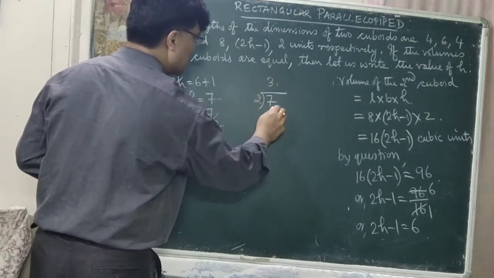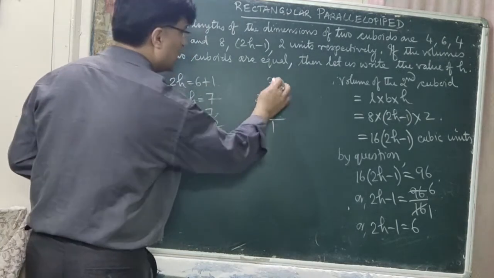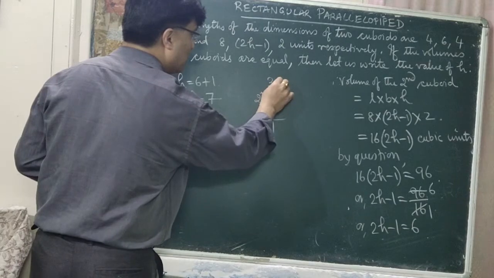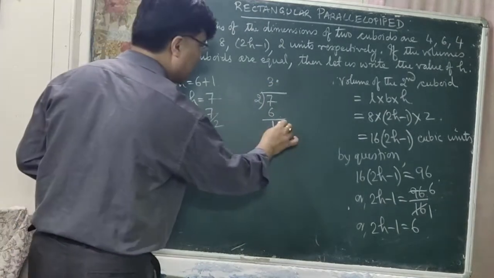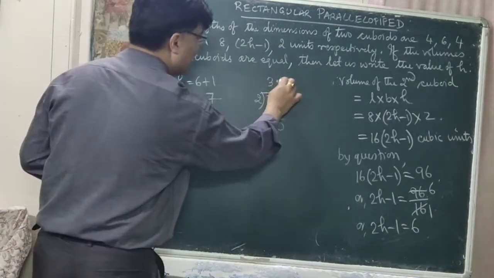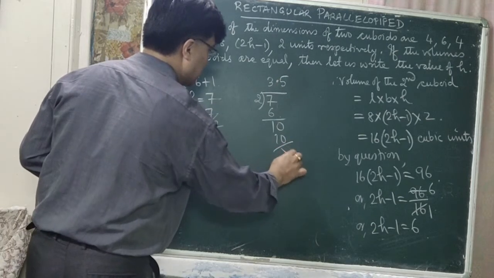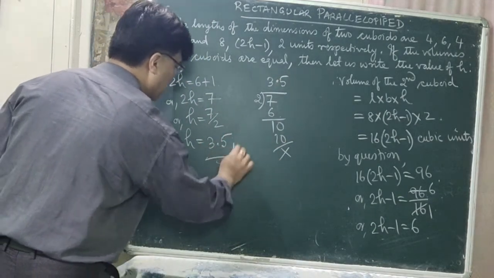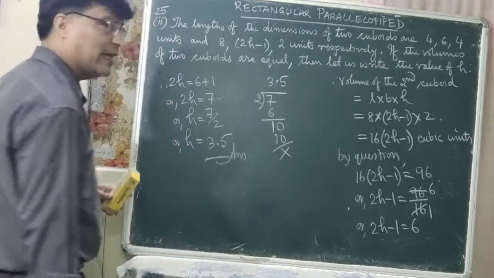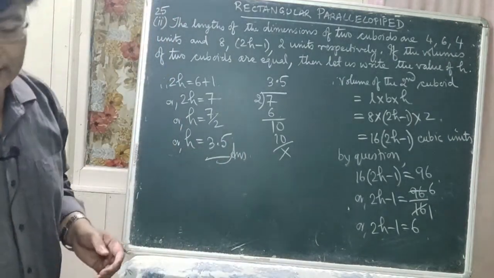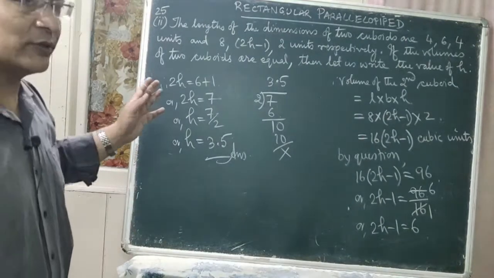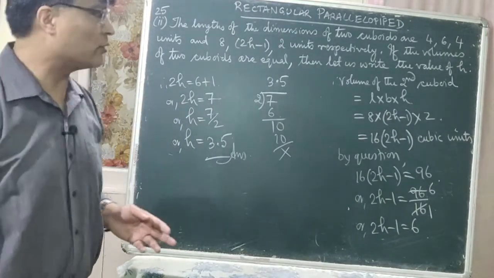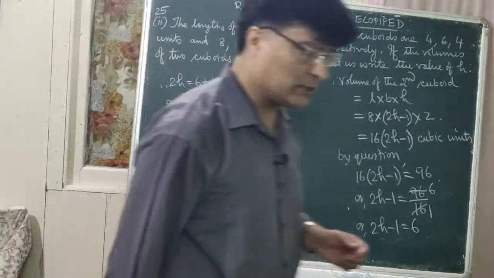You can divide it. 2 3s are 6. What is the remainder? 1. So you can write it in terms of decimal. Point is given out here, so you can add 0 out here. So 2 5s are 10, right? So therefore what is the value for h? It is 3.5. So this is the final answer. So what is the value for h in this case? It is 3.5. So that is your final answer. So you can copy it. Now we'll do the next question.